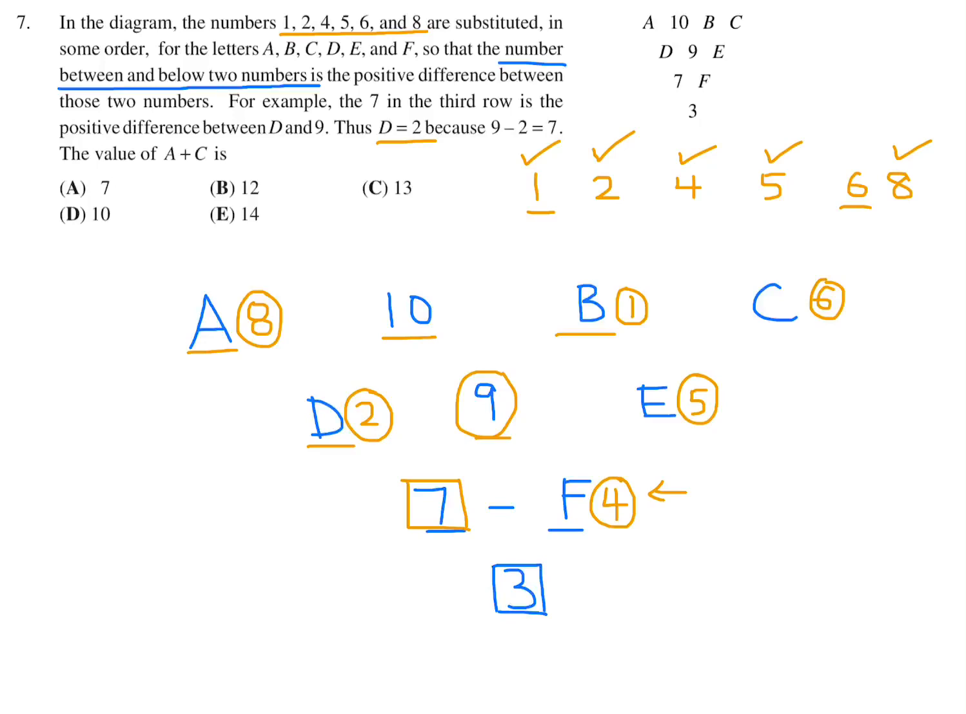So there you go. See, it wasn't so bad. It seems daunting, but I want you to develop that self-confidence on math contests that you will be able to work through it instead of just getting discouraged. So the value of A plus C. So A is 8, C is 6. So A plus C would be 8 plus 6, which is 14. So number 7, the answer is E.